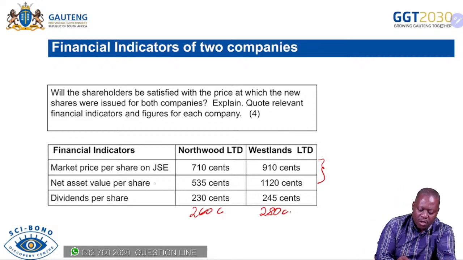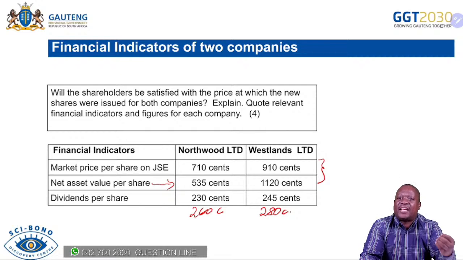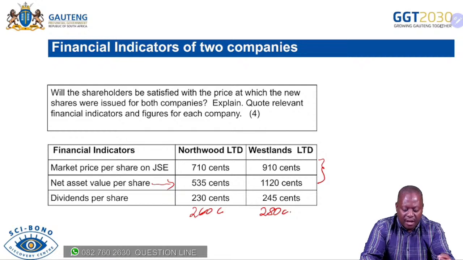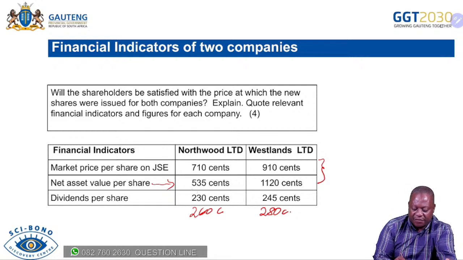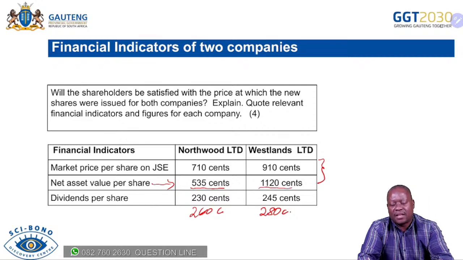And then we also need to check the net asset value per share. How much is the value? The value of the asset that the share contributes to the company. So in this case, the net asset value is 5 Rand 35 for Northwood and 11 Rand 20 for Westland Limited.